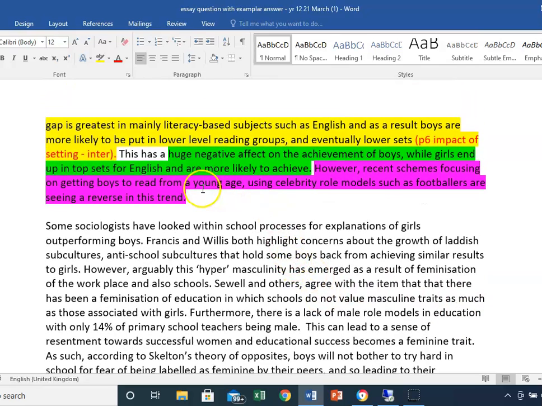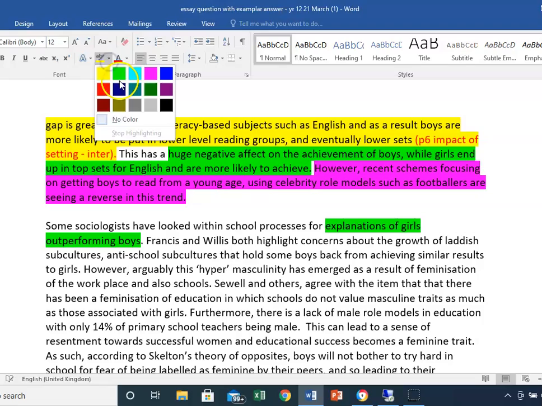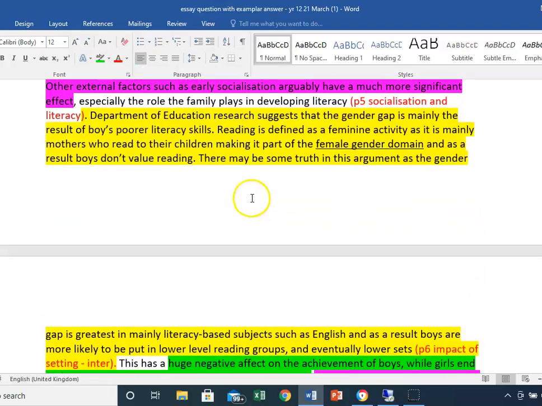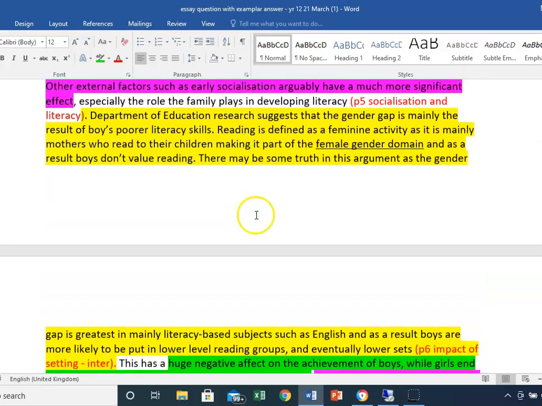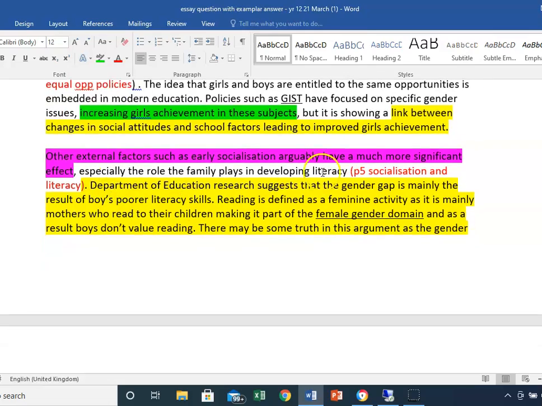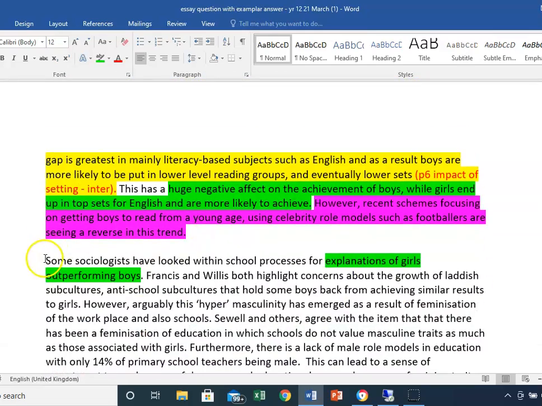Some sociologists have looked within school processes for explanations of girls outperforming boys. So that's really clear use of the language of the question, so that's application. And they are trying to create something of a debate here. But it's not as well developed as the opening to the last one, saying it was more significant. So that's kind of a weak debate sentence, I would say.